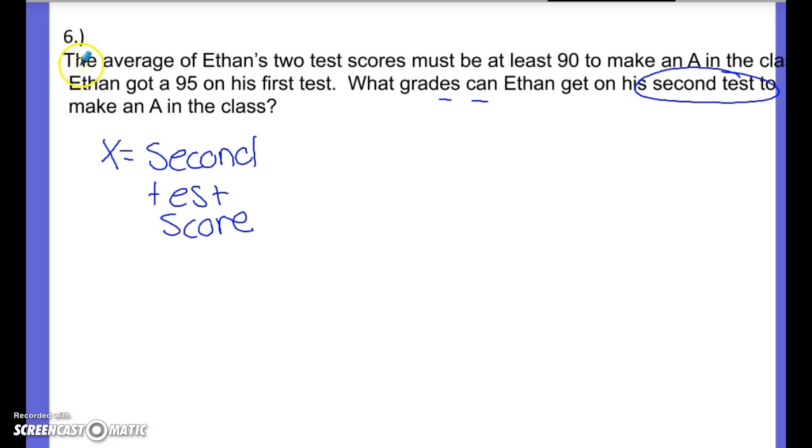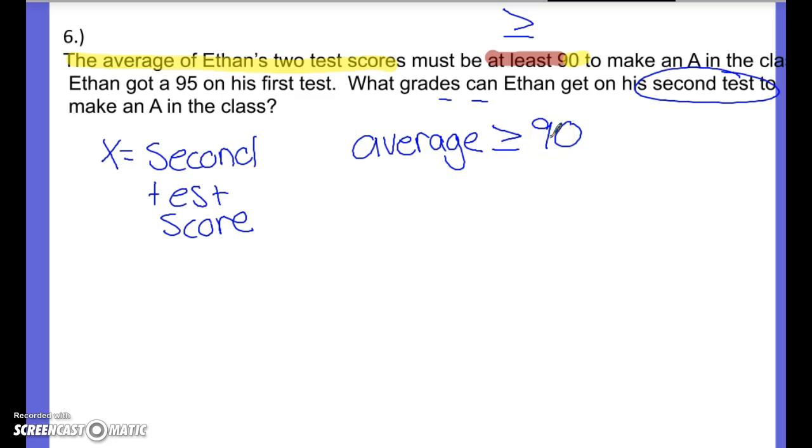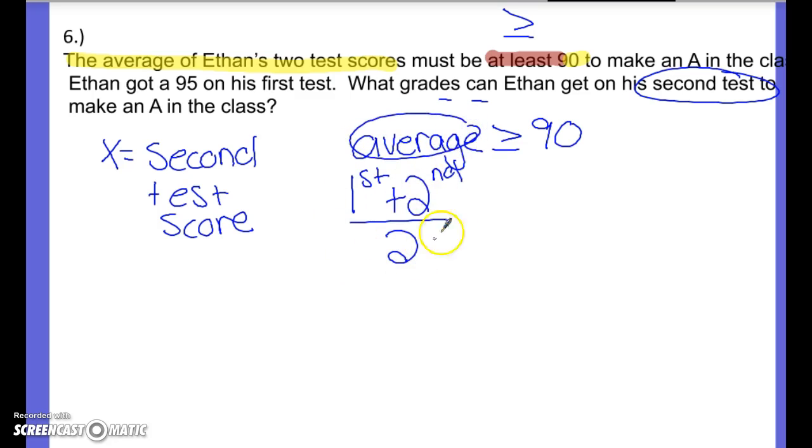Now I'm going to go back and reread the first sentence. The average of his 2 test scores must be at least 90. So I know that "at least" means greater than or equal to, so the average has to be greater than or equal to 90. Now, how do you find the average of 2 things? Well, you'd add them up and divide by 2. So you'd have your first test plus the second test divided by 2. That's how you find the average. The average is just all of this, greater than or equal to 90.